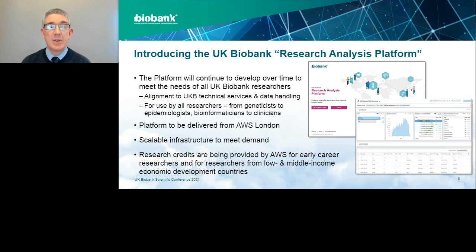One of the most exciting parts of this event is around AWS, as part of this engagement with DNA Nexus, are providing a number of research credits, which will be available to researchers in low and middle income countries, and also early career researchers, for them to be able to use the credits to effectively pay for any compute or storage they derive in order to support their research projects.